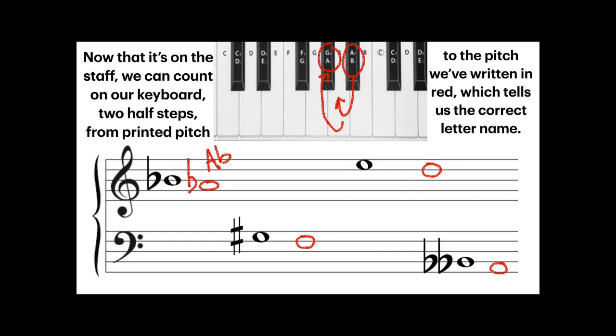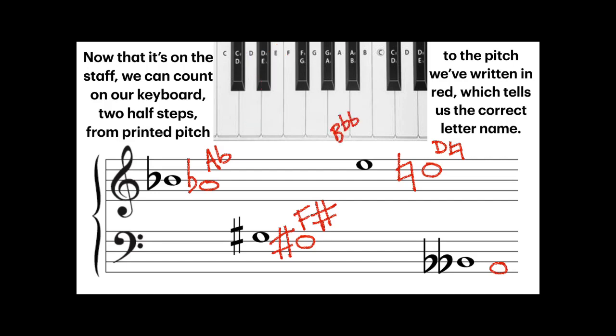Starting on the G sharp in the bass clef, we know we need to move down to some kind of F. 2 half steps down from G sharp, that's an F sharp. Let's keep going. 2 half steps down from E in our treble clef, we land on a D. That's a D natural. You can write the natural sign in if you want to, but in this context, it's optional.